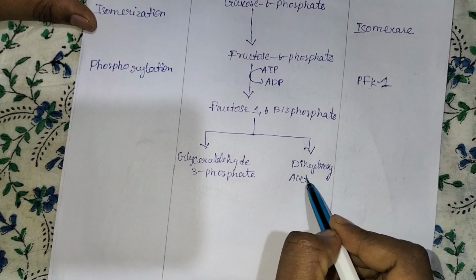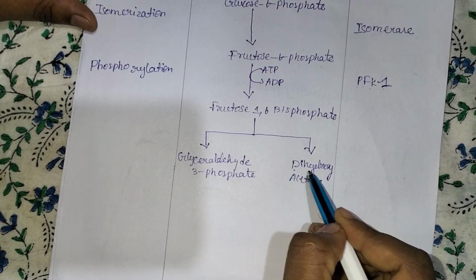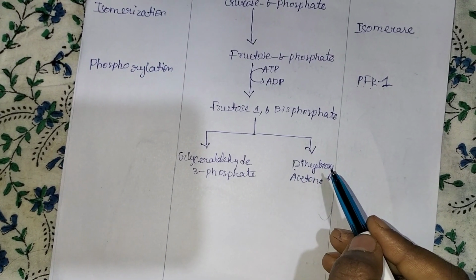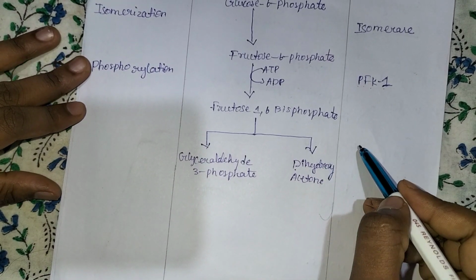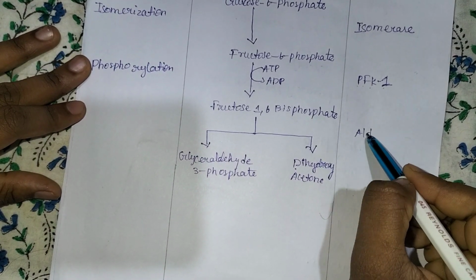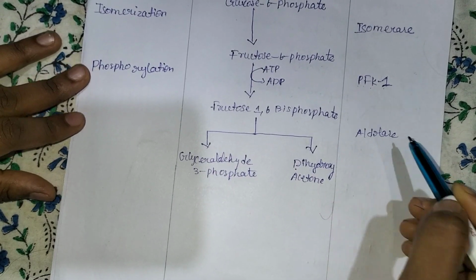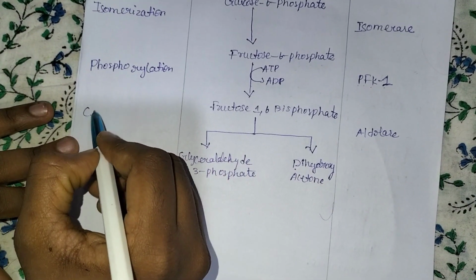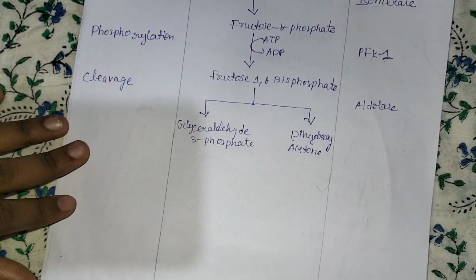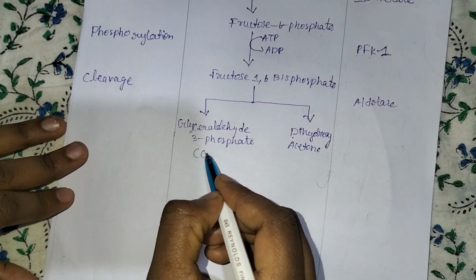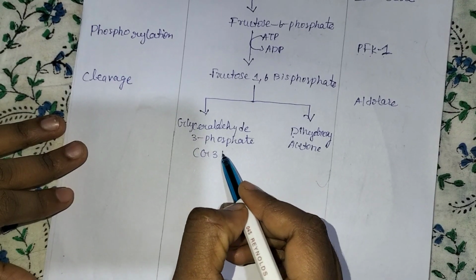Okay, dihydroxyacetone. Next, the enzyme involved is aldolase. Here the cleavage of fructose 1,6-bisphosphate is happening, so we call it cleavage. Next, this glyceraldehyde 3-phosphate we can write as G3P.